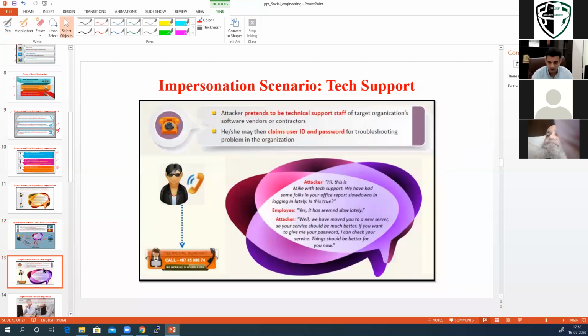Last but not the least, there is another scenario in the picture, what we call the impersonation scenario using tech support. We have discussed this also, but I can quickly go through it. The attacker pretends to be the technical support of the target organization, and he claims that this is the user ID and this is the password for troubleshooting a problem in the organization. Okay, so how does this happen? I have written something over here, you can find it.